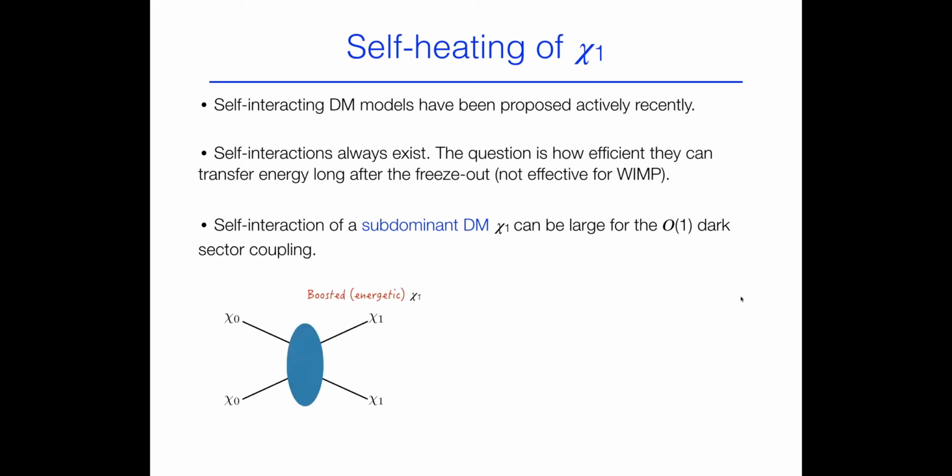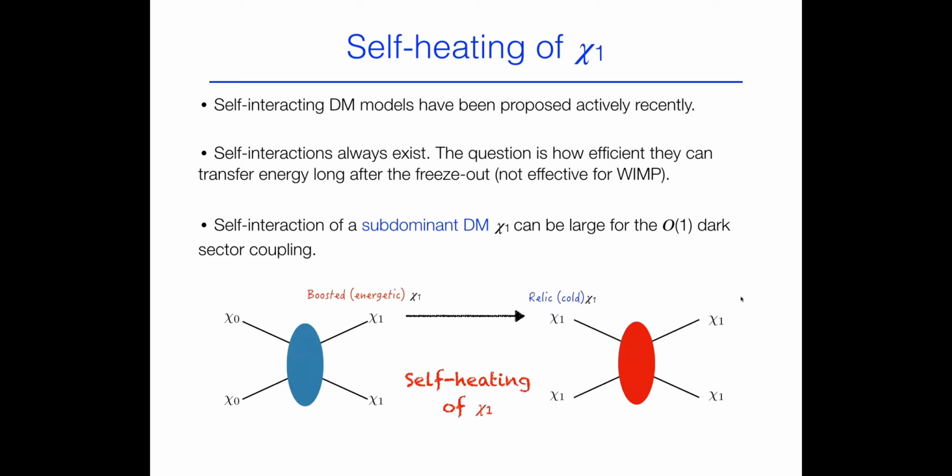And in the multi-component boosted dark matter scenario, the heavy dark matter pair can annihilate into light dark matter, producing boosted, energetic light dark matter. And through the self-interactions between the light dark matter, it can transfer its energy to the other cold relics of light dark matter. This is called the self-heating mechanism of light dark matter. These kinds of self-heating mechanisms have already been proposed in previous literature, including the paper by my collaborators.